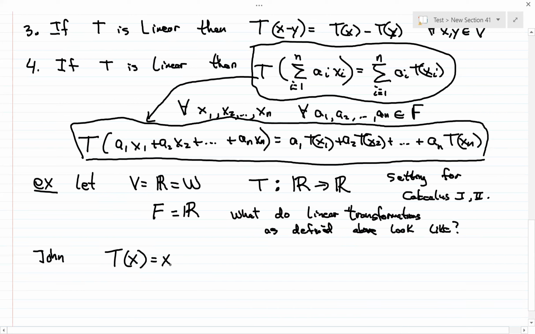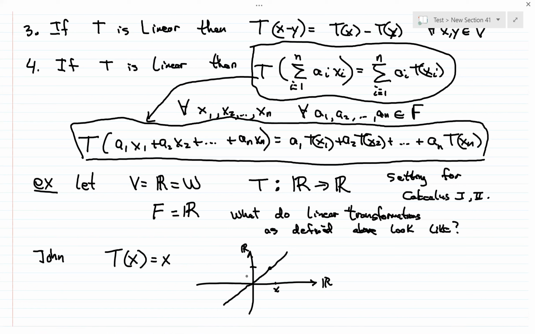T of X equals X, from R to R, would be what? Just the straight line. This is R, this is R. And anything on here, X is just given the same value, X. I think what you've just given me is the straight line. So, okay, let's go with what John has given us. Is that a linear transformation on the vector space going from R to R?